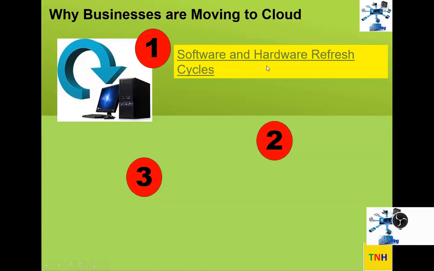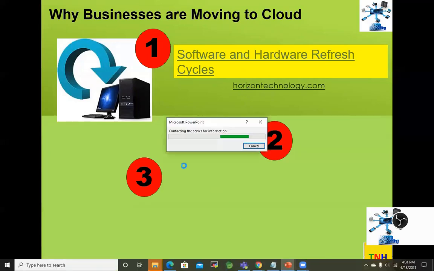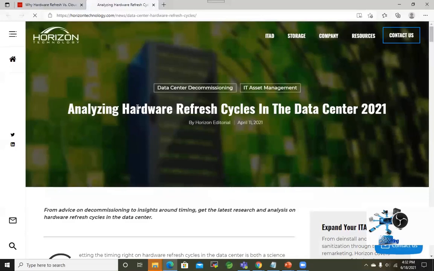One of the reasons is to get away from this headache of the refresh cycle, right? But if you go to this one, Horizon Technology, they also address this problem in detail. If you take a look at this one, again, they are also a consultancy firm. So if you go there, "Analyzing Hardware Refresh Cycles in a Data Center 2021." So they are telling more details.